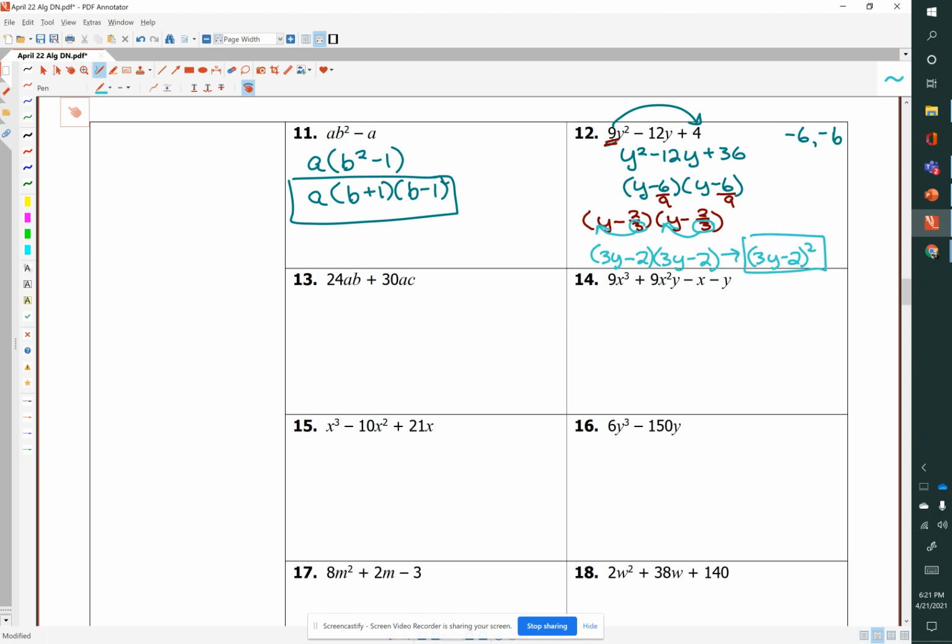So number 13, let's factor out 6 and an a for 4b plus 5c, and that's it. We cannot do anything else with that. In number 14, we have 4 terms, so we'll factor by grouping.